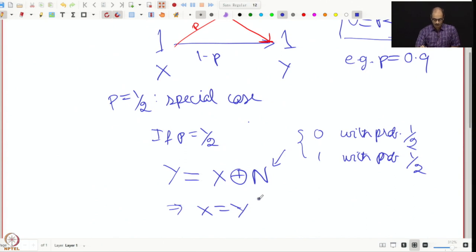Let me just erase this and just use consistent notation.